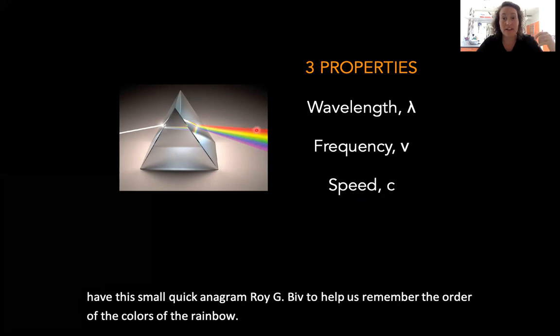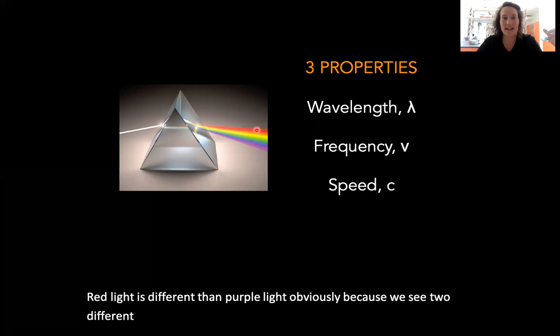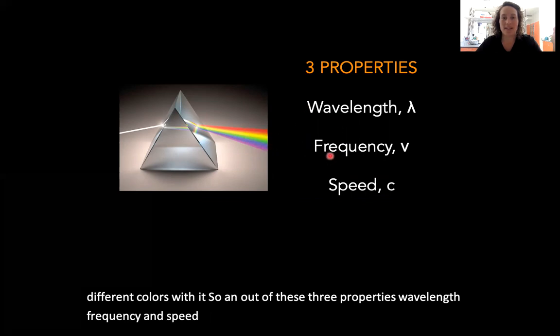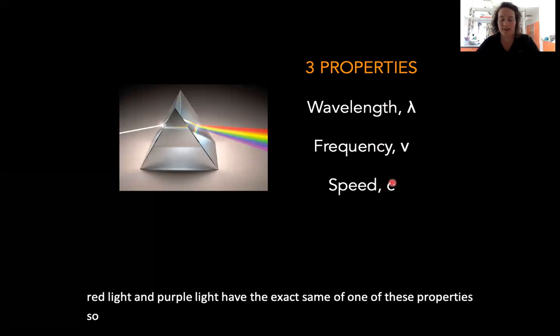Red light is different than purple light, obviously, because we see 2 different colors. Out of these 3 properties, wavelength, frequency, and speed, red and purple differ in 2 of these, but red light and purple light have the exact same value of one of these properties. So let's talk about what these properties are.